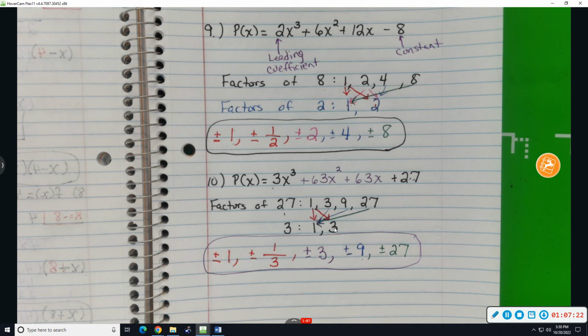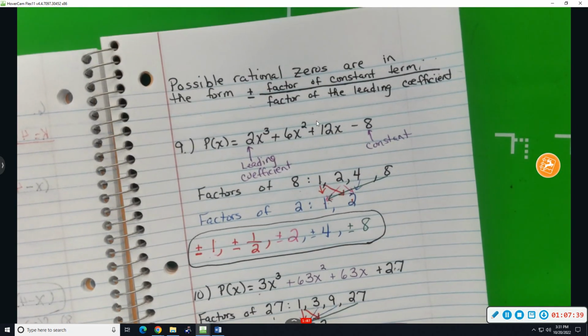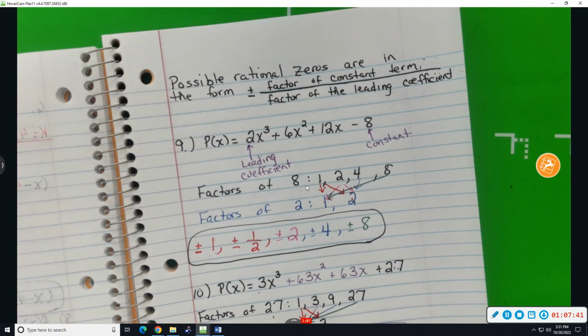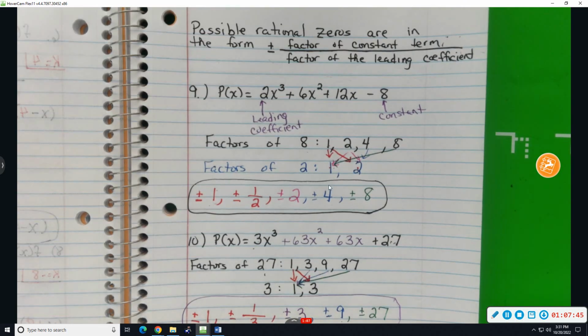Notice, do the constant term first, not the leading coefficient. Why do I do the constant term first? Because that's the top number, and I like to be able to draw these arrows, one over this. If you reversed it, why would you want to go bottom number over top number? That doesn't make sense.